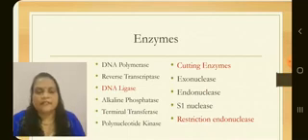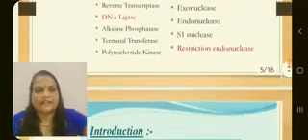Alkaline phosphatase is used to remove the free phosphate end from the DNA strand. Terminal transferase enzyme is used to add nucleotides to the DNA terminus, mainly to the 3' end of DNA. Polynucleotide kinase is used to phosphorylate the DNA strand at the end.